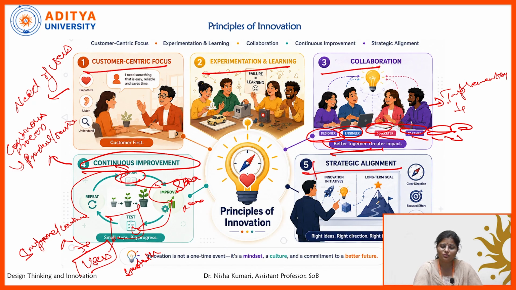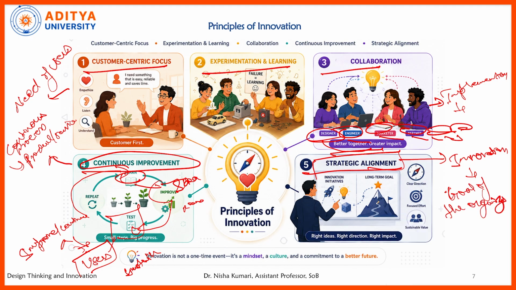And to sustain the market, the innovation which we are introducing should align with what? The goal of the organization. Because if you are bringing some kind of idea, very well, but we have to see whether that idea is useful for the growth of the organization, and whether it relates to the vision and mission the organization has. So innovation should align with the vision, the mission, or the long-term goal of the organization.